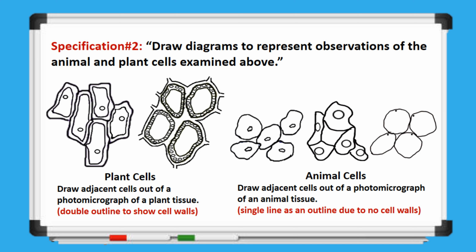Comparing the microscopic drawings of plant cells and animal cells reveals several key differences. The plant cells illustration depicts some adjacent cells with double outlines, indicating the presence of a cell wall, a defining feature of plant cells. In contrast, the animal cells section shows some clustered cells outlined with a single line, reflecting the absence of a cell wall, typical of animal cells. This visual comparison highlights the distinctions between the two cell types and serves as a helpful reference for students to create more accurate diagrams from their microscopic observations.